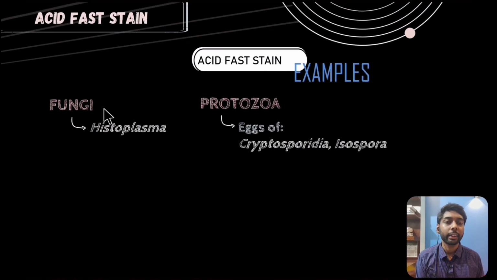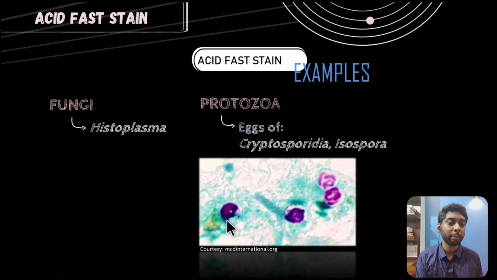Now, a few other examples. It is nice to know that Histoplasma is a fungus that also takes up acid-fast stain. And also importantly, Cryptosporidia and Isospora are two protozoans, and the eggs of these species take up the acid-fast stain. In this picture, I have tried to demonstrate the Cryptosporidia eggs. So these circular ones are the eggs of Cryptosporidia, which have taken the carbolfuchsin stain and retained it. So these look red, and this is our classic blue background. So this is also an acid-fast staining example.